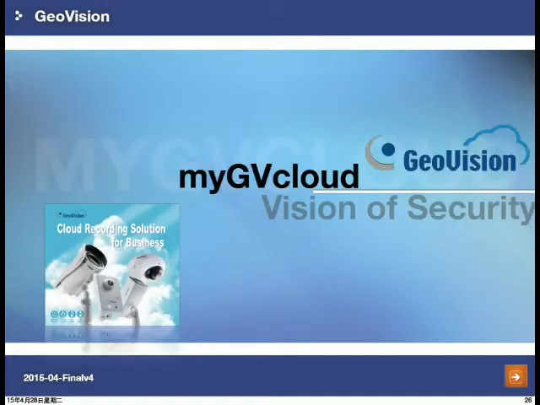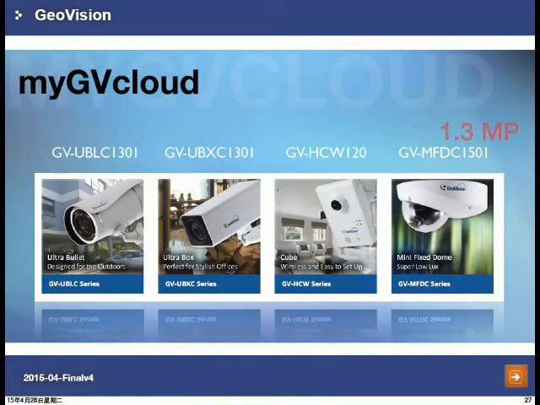The next topic is called myGVcloud. myGVcloud is a series of lightweight, easy to install network cameras designed for small businesses. You can use a myGVcloud camera in a pet store, retailer, kindergarten, or even your home. As you can see here, these four are the current GV-Cloud camera types we have in our product line.